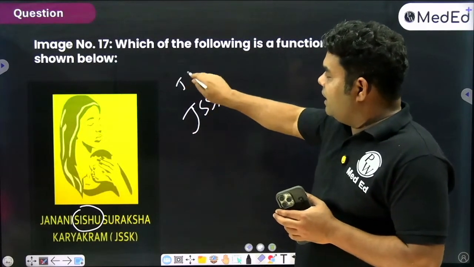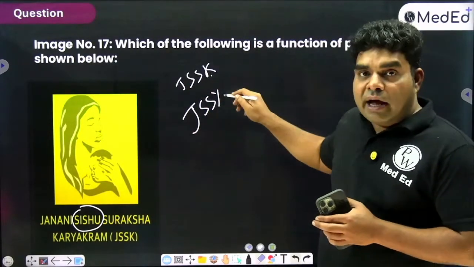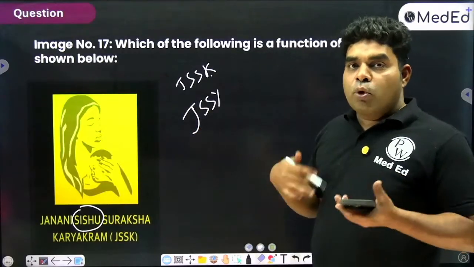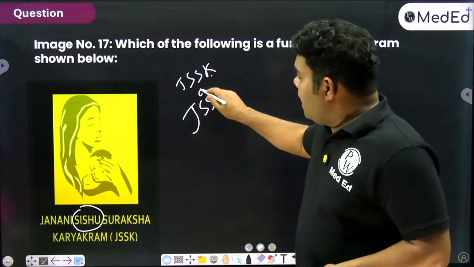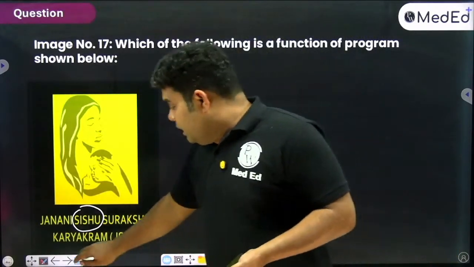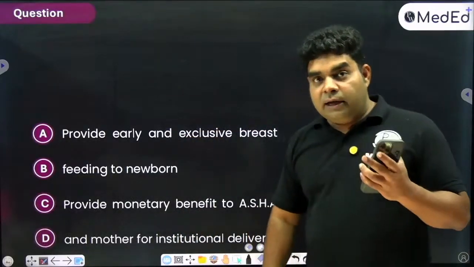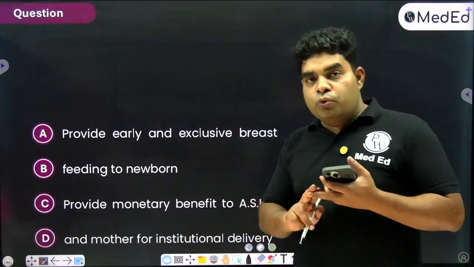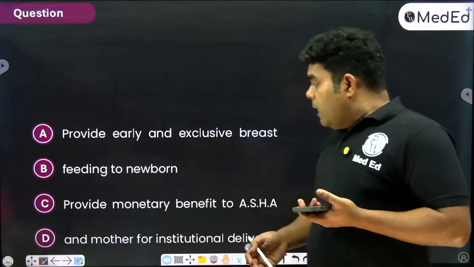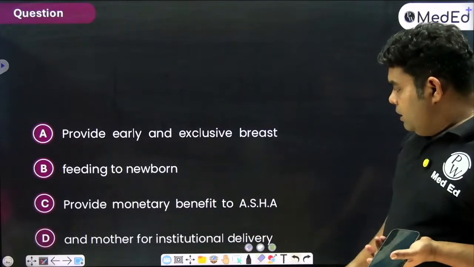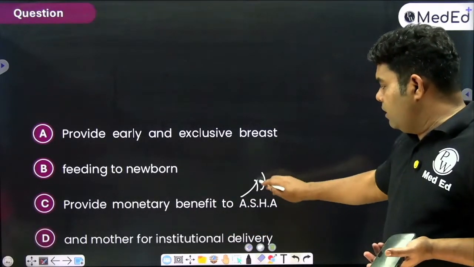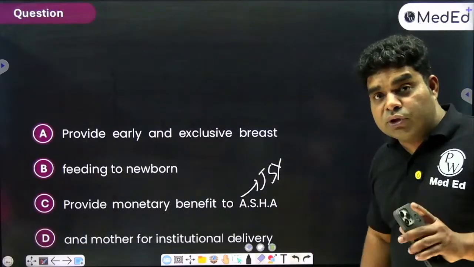JSSY and JSSK are the same thing. Because K for Karyakram, Y for Yojana, both mean program. So they are the same thing. And what we do in JSSK, I hope you know. In JSSK, JSSY, we provide 3 things. Free ambulance, free food, and free treatment. So what we do in it? Do we give monetary benefit? Monetary benefit we give in Janani Suraksha Yojana.